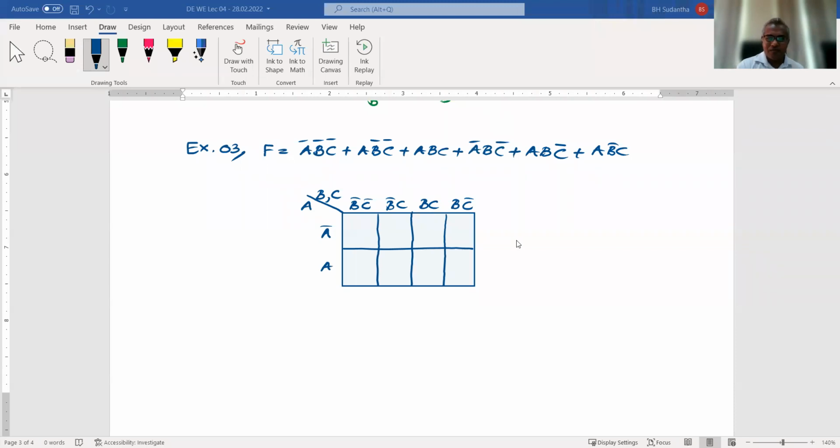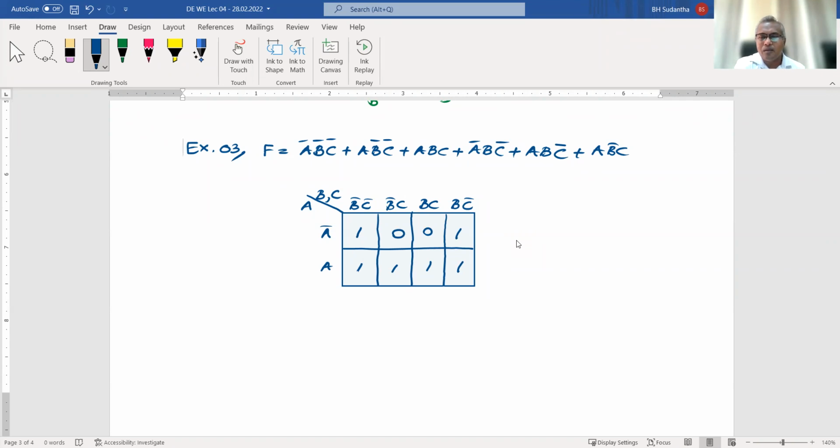Okay, did you try this one? It's here, A bar, B bar, C bar is here. And A, B bar, C bar is here. A, B, C, A bar, B, C bar is here. A, B bar, C, and A, B bar, C.